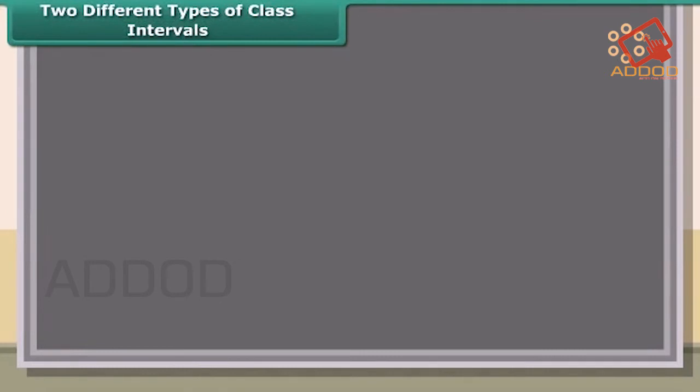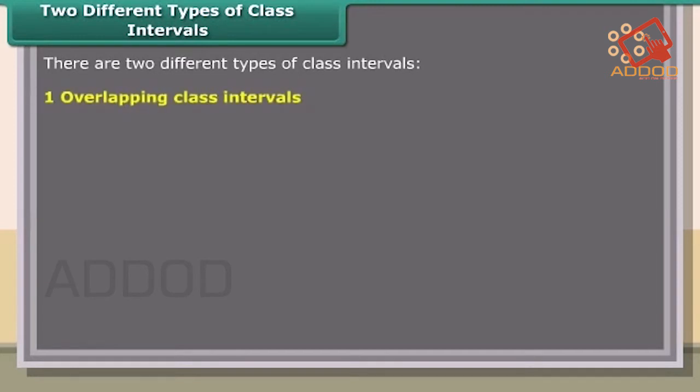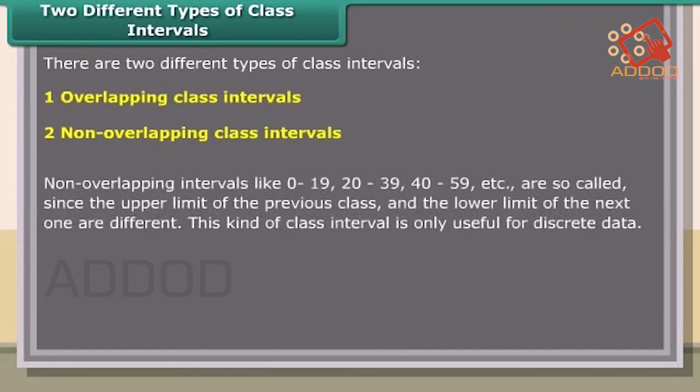There are two different types of class intervals: 1. Overlapping class intervals. 2. Non-overlapping class intervals. Non-overlapping intervals like 0 to 19, 20 to 39, 40 to 59, etc.